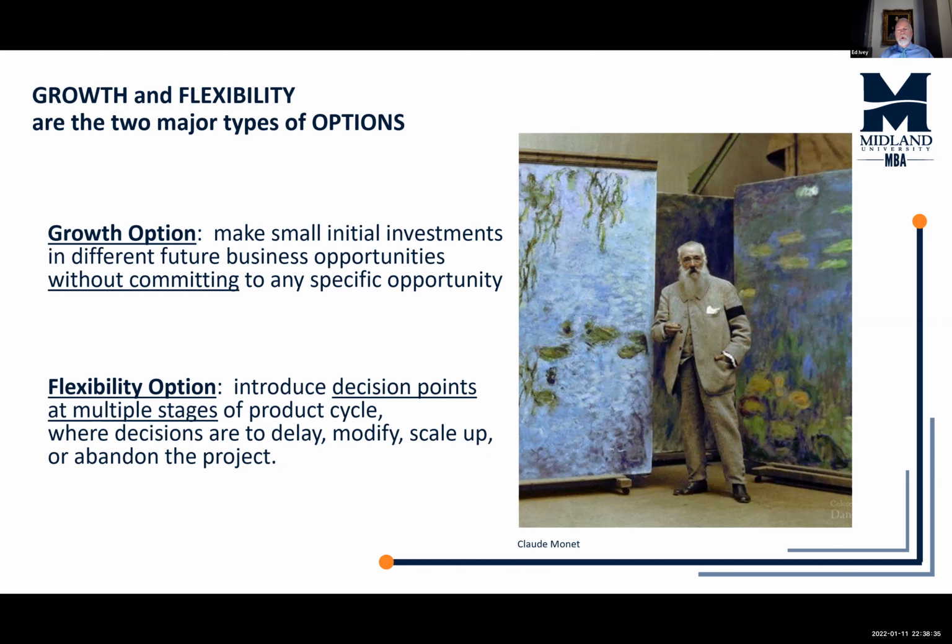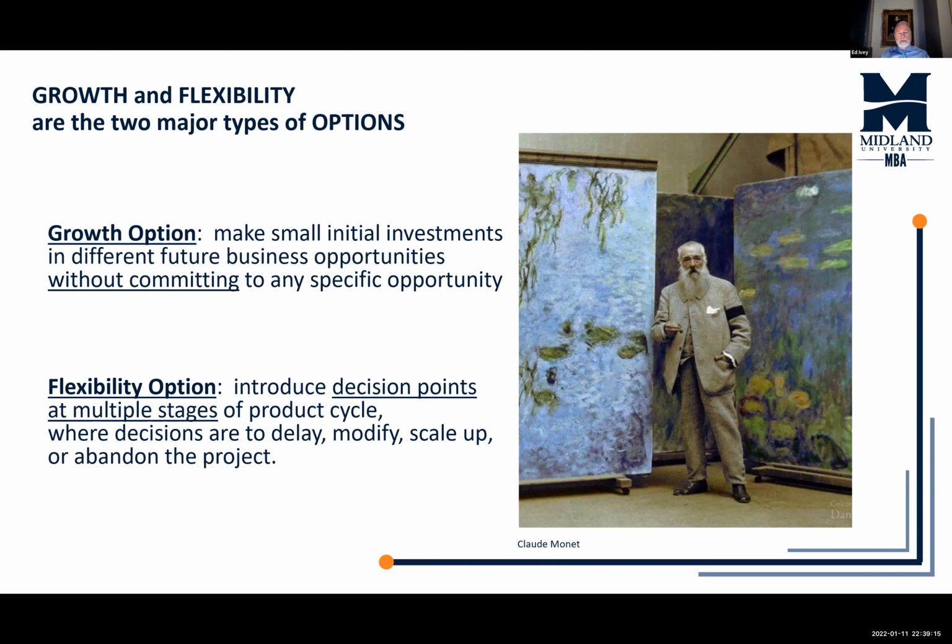So our first option is our growth option. And with our growth option, what is it that we're doing? We're making small initial investments in different future business opportunities without committing. That's the major point. Notice that is underlined, without committing to any specific opportunity. So think of this as planting seeds for different crops. So you want to see which crops are going to thrive, and how are you going to know? Those are the ones that have that initial customer satisfaction. And which crops are actually going to die on the vine? Those are the ones that the customers do not like.